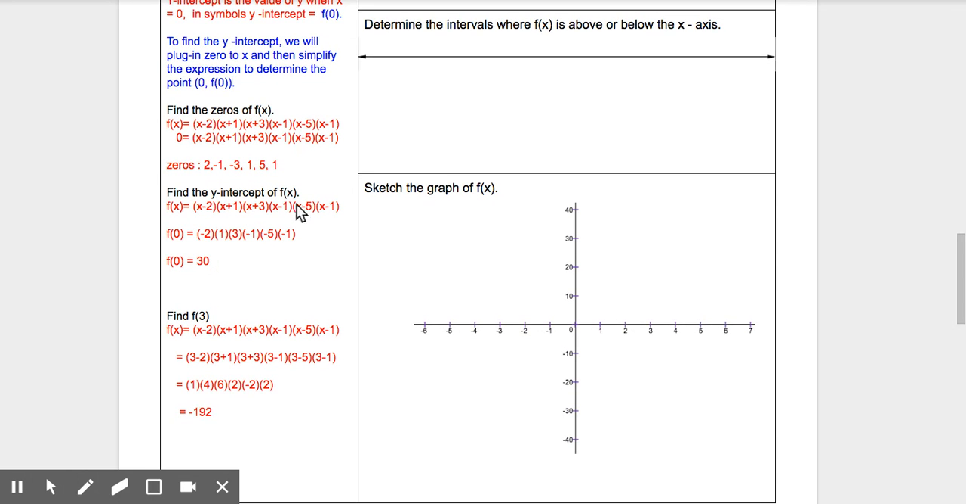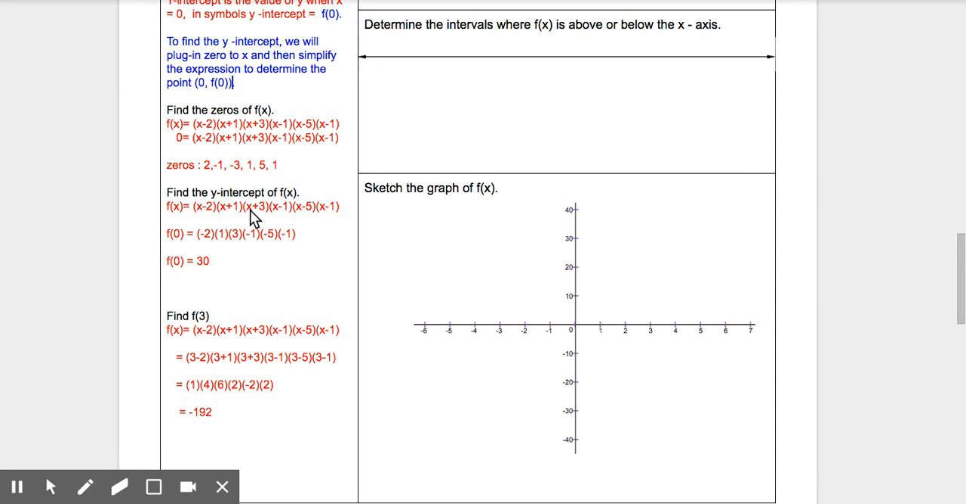Now let's find the y-intercept of f of x. Since we want the y-intercept, we want f of 0. So that means we are going to make x equal to 0. So this becomes 0 minus 2, and that's going to give us negative 2. For this one, we'll have 0 plus 1, and that's going to give us 1.